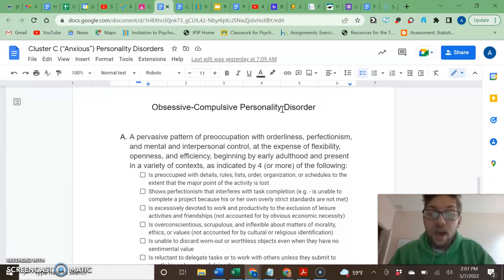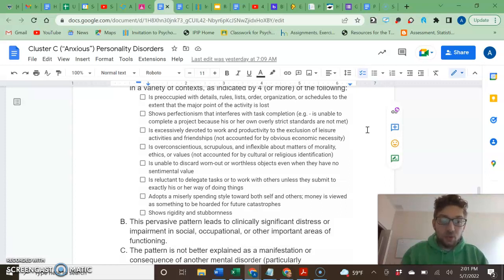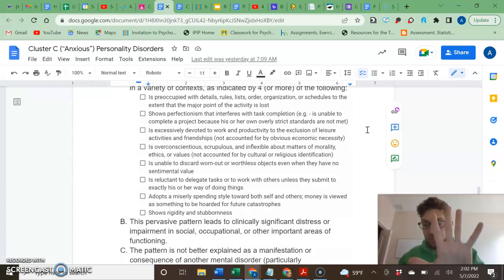So basically, this pattern focuses obsessively on orderliness, perfectionism, mental and interpersonal control, is not flexible at all, is not open at all. They're just super efficient all the time. So some key examples here. Preoccupied with details and rules, overly conscientious, right? Remember OCEAN, right? O-C-E-A-N. It's the Big 5 personality factors. The C in that is conscientiousness, this personality characteristic that is focused on favoring order, discipline, following the rules, neatness, and so on and so forth.